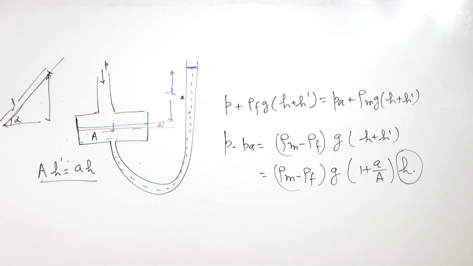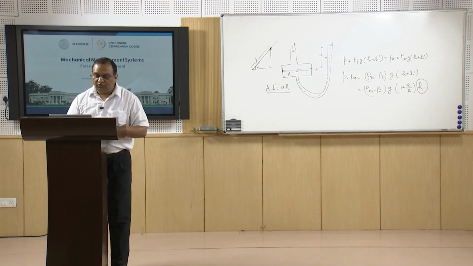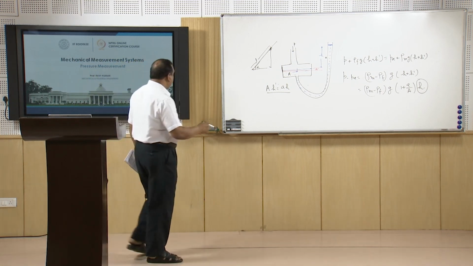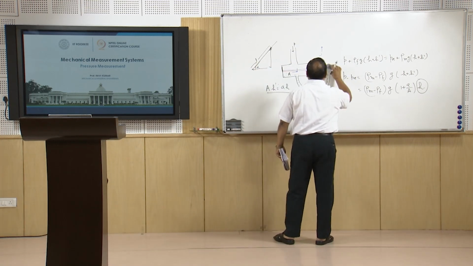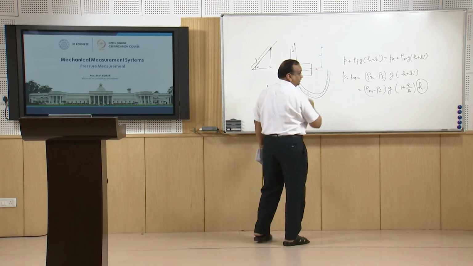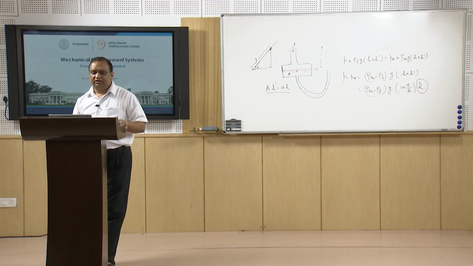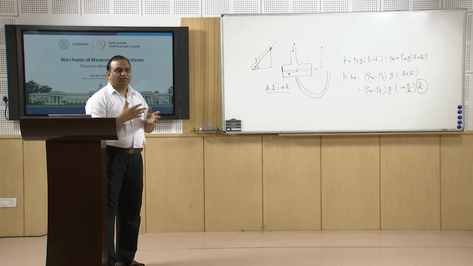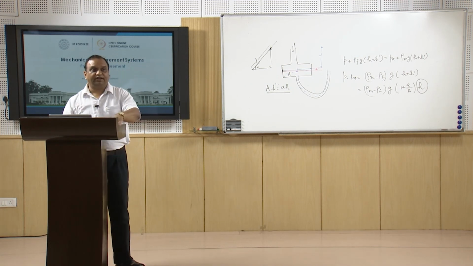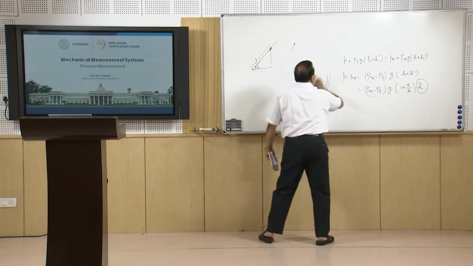So this head H also can be replaced by L sin alpha if this arm is inclined, right? So this is the well type of manometer. And there is the U-tube double reservoir manometer. We can have a reservoir on this side also. These types of manometers are also there, right? So we can have several types of arrangements, but the fact remains we have to make use of Bernoulli's equation, right?